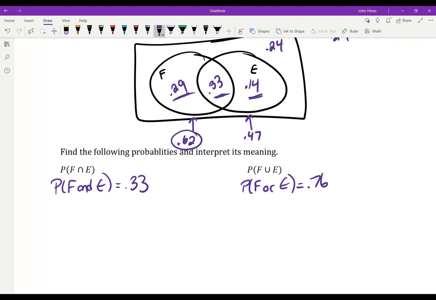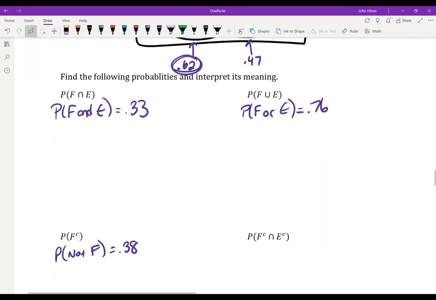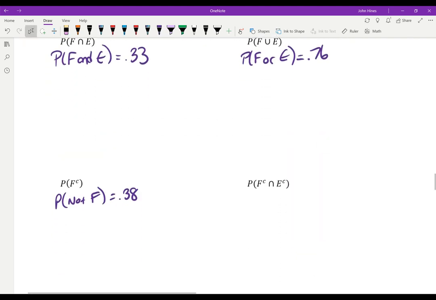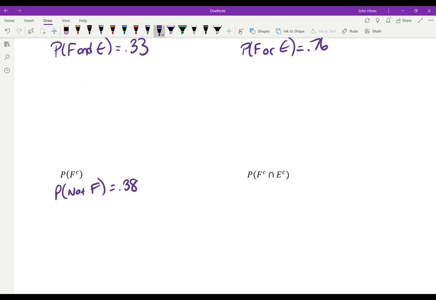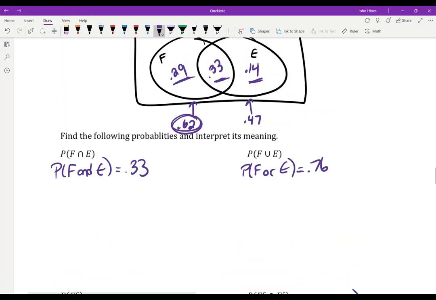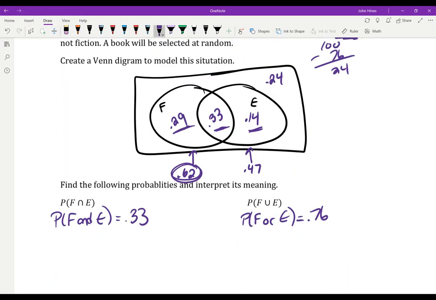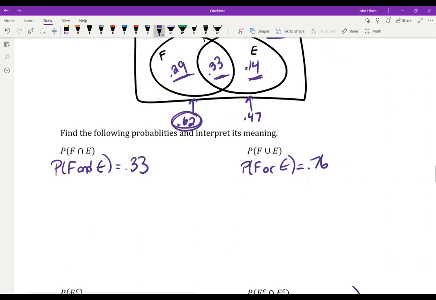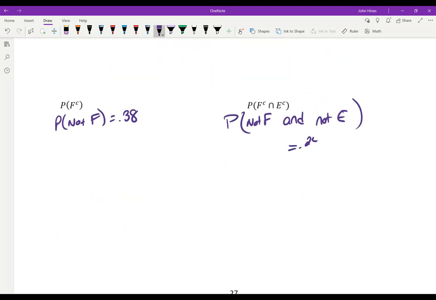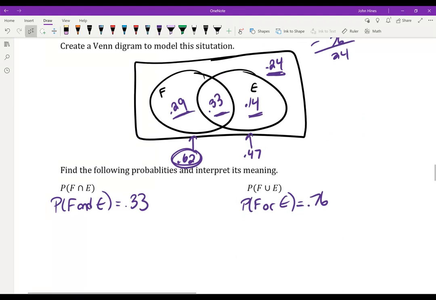Or you could think about it: 62% are fiction. What's 100 minus 62? 38. If 62 are fiction, 38 are not fiction. What the heck is this saying here? So not F, so I can't be in the F circle, and not E, I cannot be in the E circle. So I cannot be in F and I can't be in E, which just leaves me with the outsiders, 24%. That's the probability of me randomly picking a book that's not fiction and not an ebook.